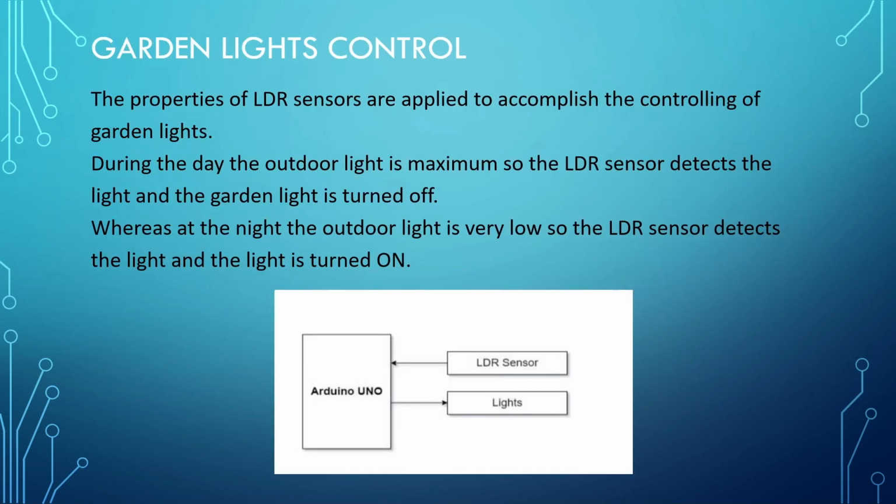Now, let us see garden lights control. The properties of LDR sensors are applied to accomplish the controlling of garden lights. During the day, the outdoor light is maximum, so the LDR sensor detects the light and the garden light is turned off. Whereas at night time, the outdoor light is very low, so the LDR sensor detects the light and the light is turned on. The image below shows diagrammatic representation of function of garden lights control. The LDR sensor is directed towards Arduino Uno and Arduino Uno is directed towards the light.